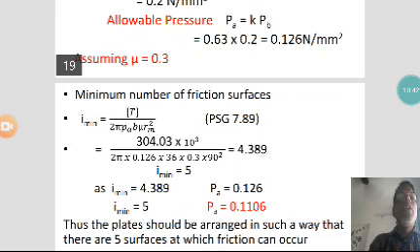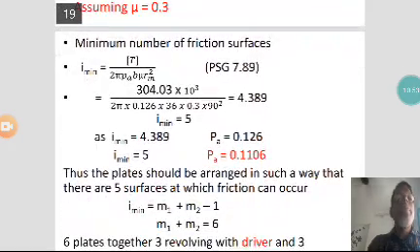I minimum is equal to the design torque divided by 2 pi PA B mu Rm square. Substitute the value, you will get I minimum. Now once you get the I minimum, this is in fraction. So we know that I minimum is the minimum number of friction surfaces. So the number of friction surfaces must be a complete value, and therefore we are converting that, we have modified that into a complete number.